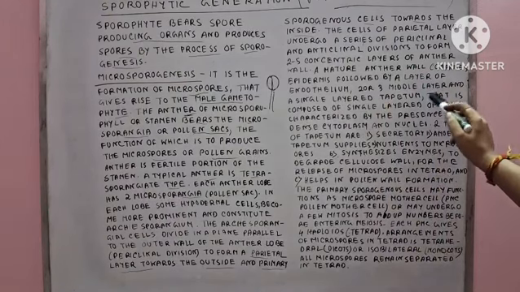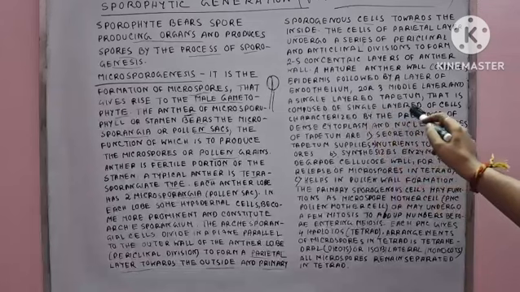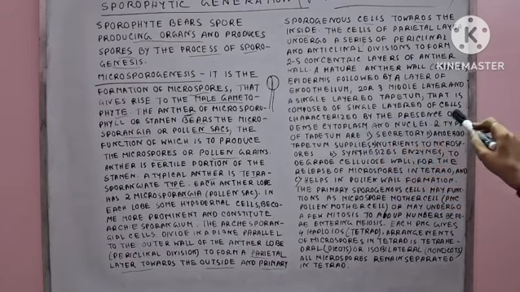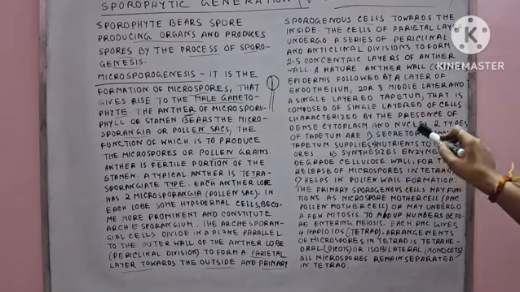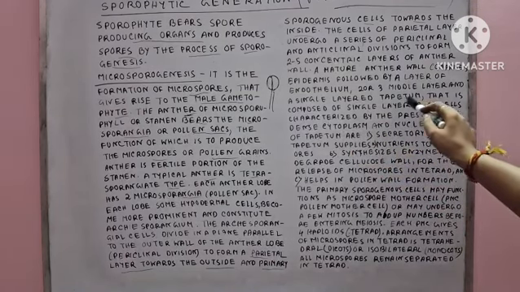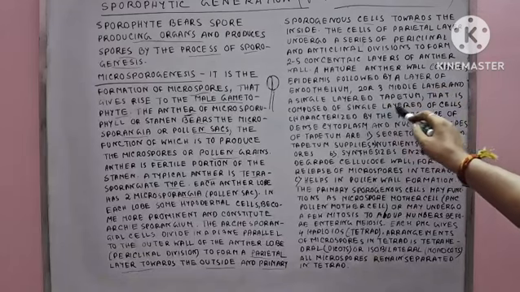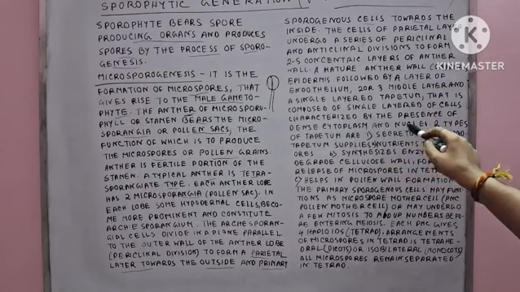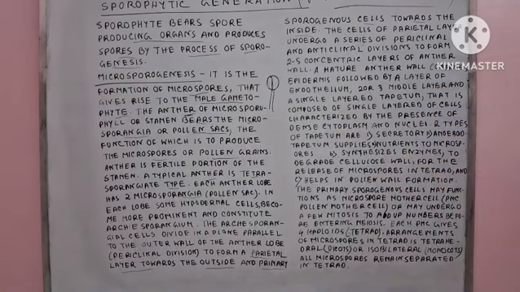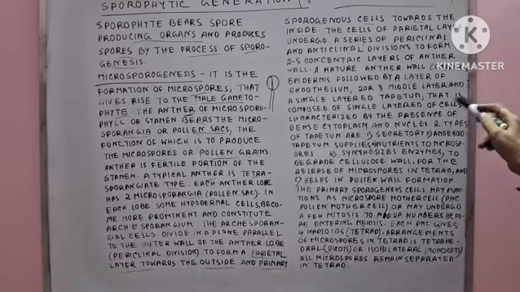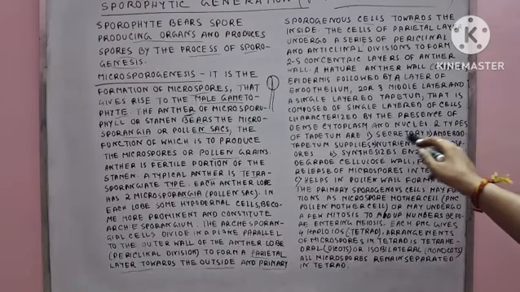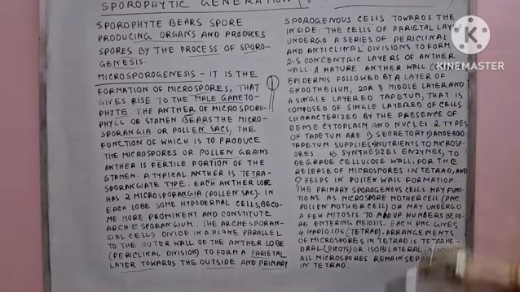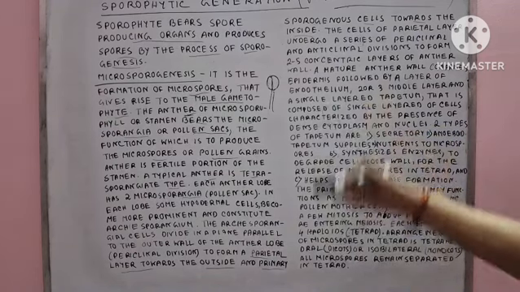This tapetum is composed of a single layer of cells, characterized by dense cytoplasm and a nucleus. Each cell contains dense cytoplasm and obviously a nucleus. Now what are the types of tapetum? Generally two types are seen: one is the secretory tapetum and the other is the amoeboid. And what is its function?